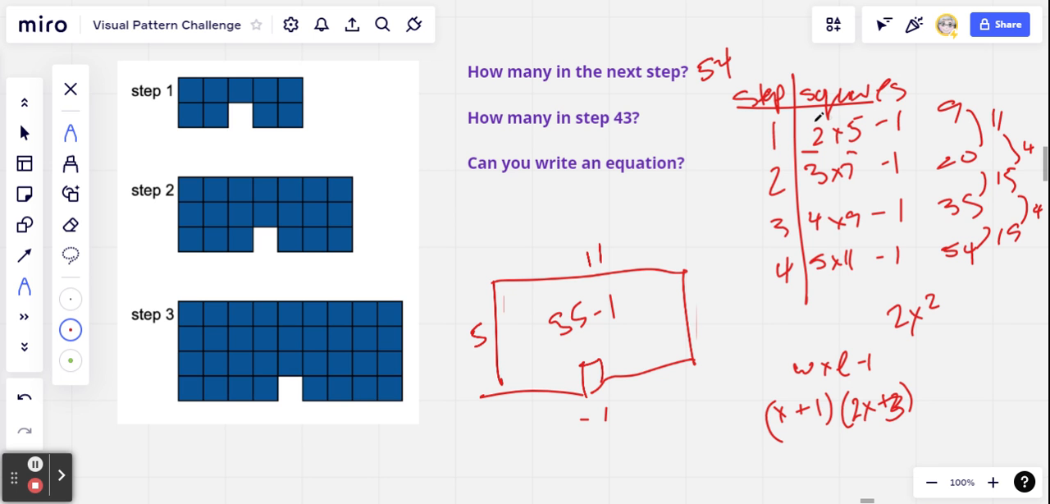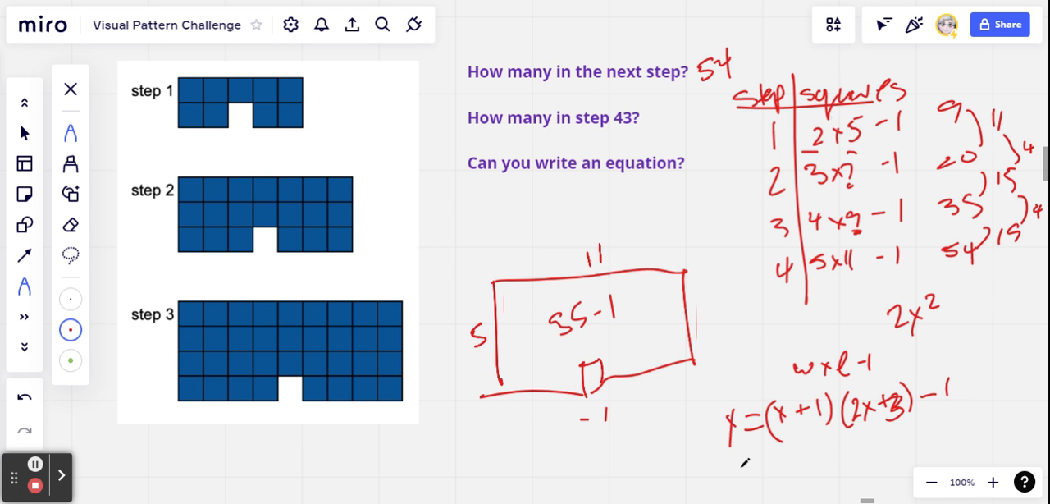So 2x plus 3. Does that work in step 2? Step 2 would be 2 times 2, that's 4, plus 3. That'd give us 7. Yeah. And in step 3, 2 times 3 is 6 plus 3 is 9. That does give us the length in step 3. Okay, so length 2x plus 3, width x plus 1, and then I've just got this minus 1 that I shouldn't forget. You could leave this equation just like this. That's fine. It's perfectly adequate. I think it expresses what we see visually here.